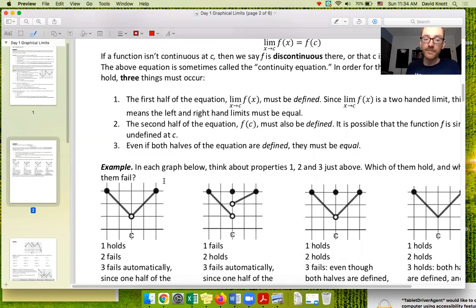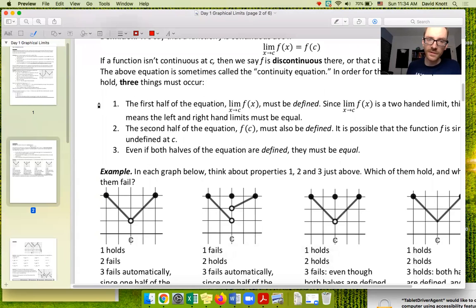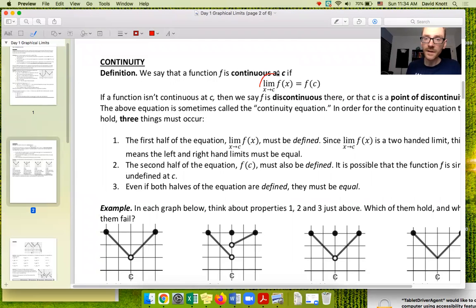I claim that because there's a gap here, this equation is going to fail somehow. Something is going to go wrong. So what's going to go wrong? Well, let's think. Let's look at the three properties, 1, 2, and 3, and see which of them fails. The first property is that this guy is defined. Is that two-sided limit defined?